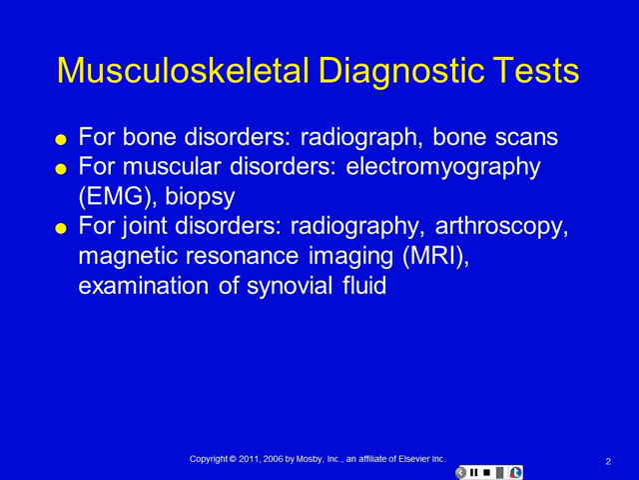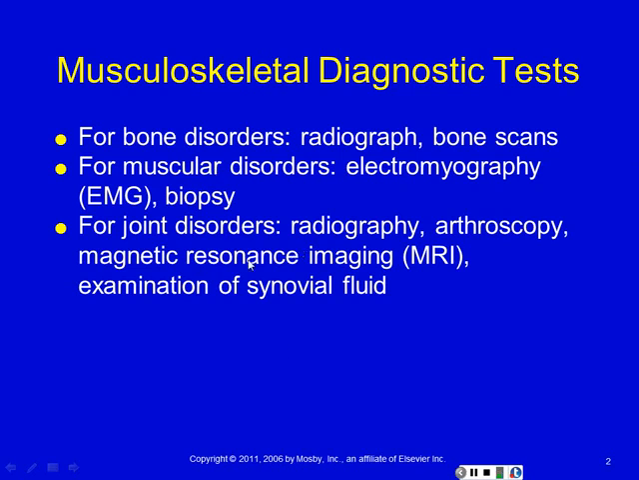For joints, x-rays again. Arthroscopy is where we take a small little camera and we actually look around inside a joint to see the extent of osteoarthritis or rheumatoid arthritis. MRIs are useful for joints, muscles, and bones.